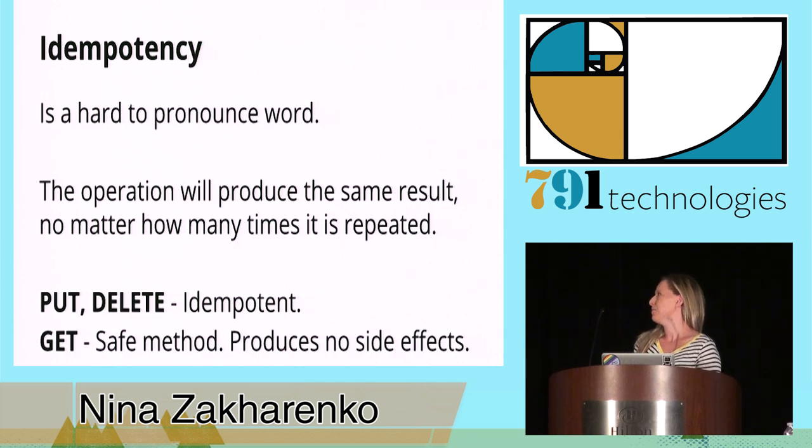So idempotency, it's a hard to pronounce word. What it means is that the operation produces the same result no matter how many times it is repeated. So put and delete are idempotent, while get is a safe method. It might not return the same result every time, but by calling it, you're not modifying any resource. You're knowing that the server isn't doing anything funky to mess with that object that you're trying to get.